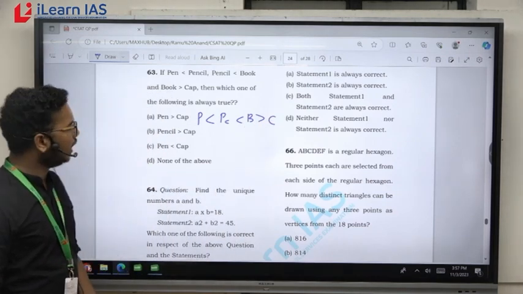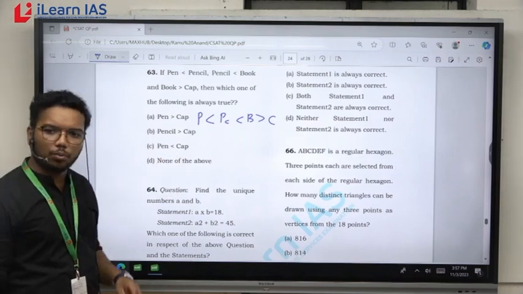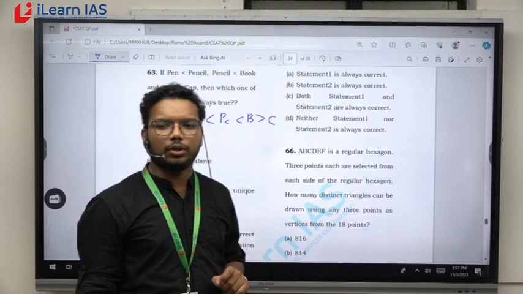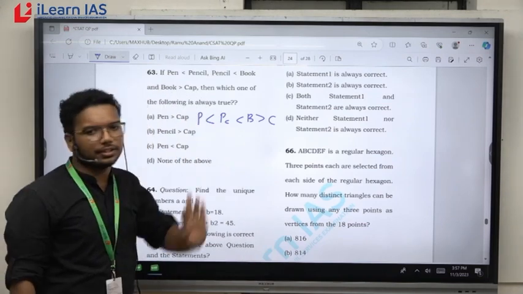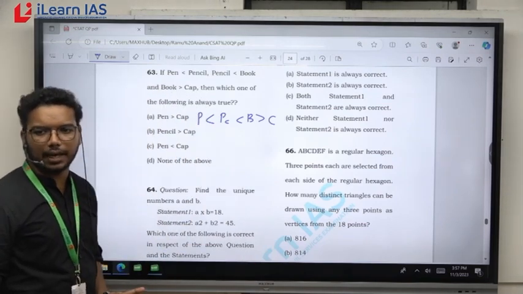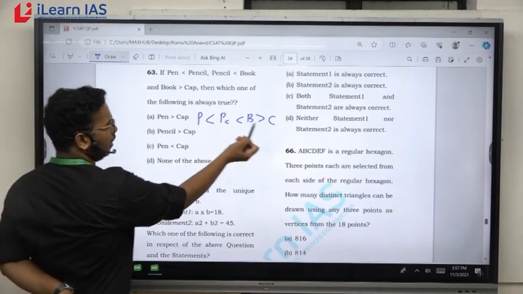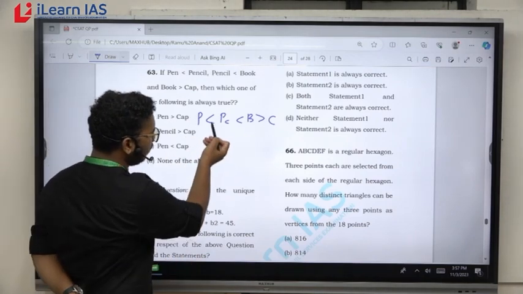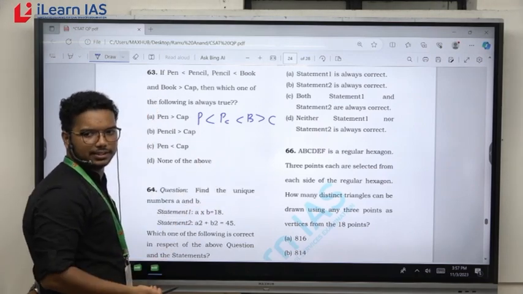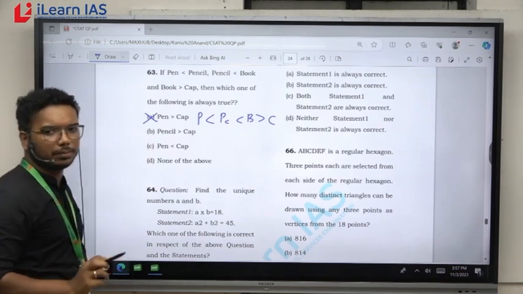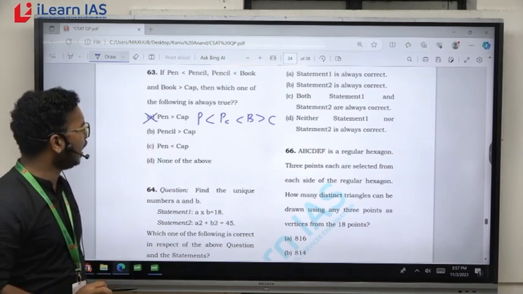Okay, so inequality എന്താ സംഭവിക്കാന്ന് പറഞ്ഞു കഴിഞ്ഞാൽ, if you want to establish a relation between two things, you need to get a same pattern. So pen greater than cap. Pen greater than cap ആണോ? No, because we have a change in the signs. So no relationship can be established between pen and cap.